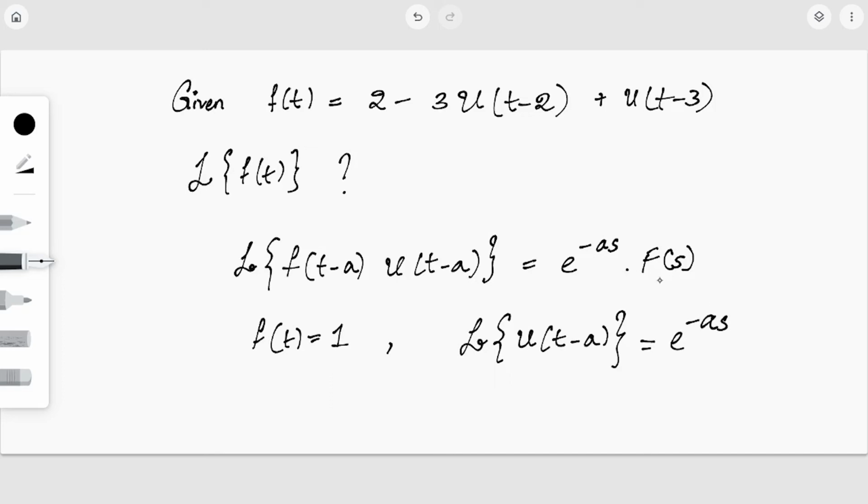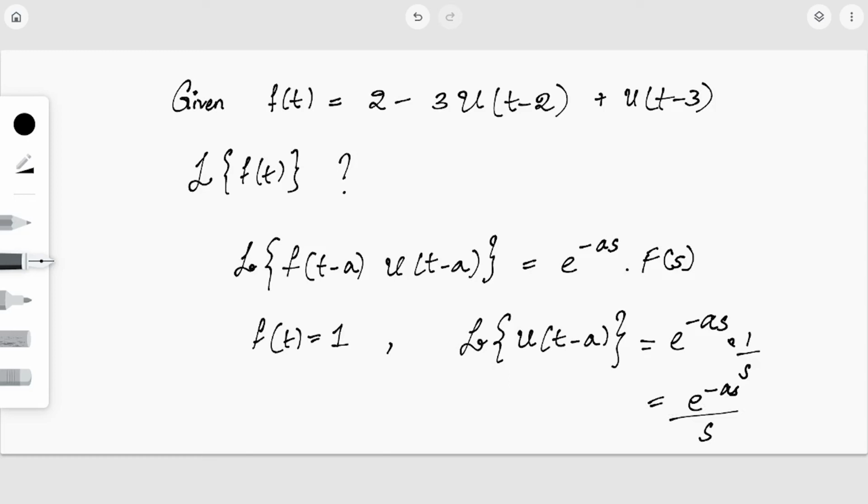What will be f of s? F of s is the Laplace transform of f of t. What is the Laplace transform of 1? It is nothing but 1 by s. Okay, so this is e raised to minus as by s. So this is an important result which we can use, that is, the Laplace transform of the unit step function u of t minus a is nothing but e raised to minus as by s.